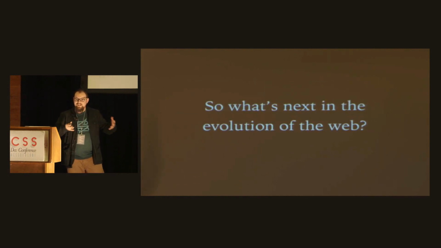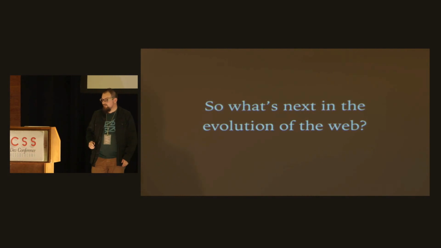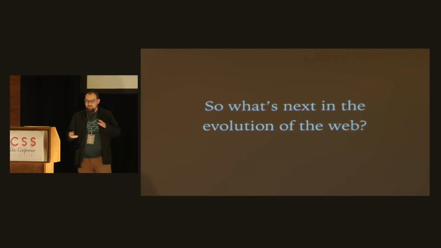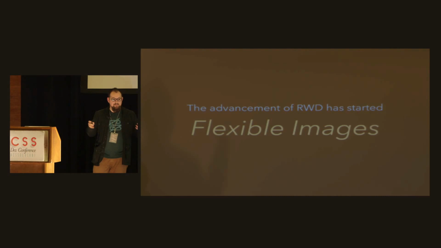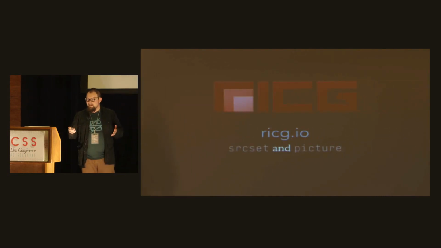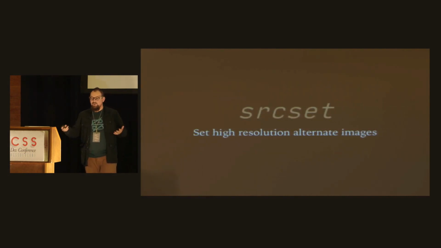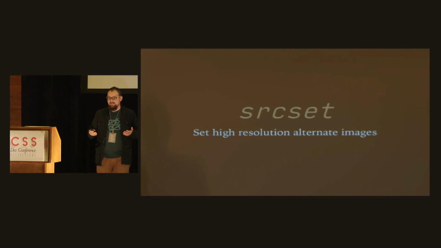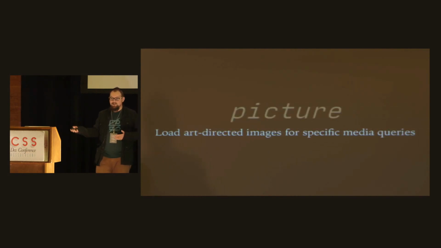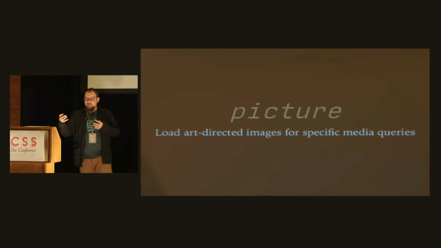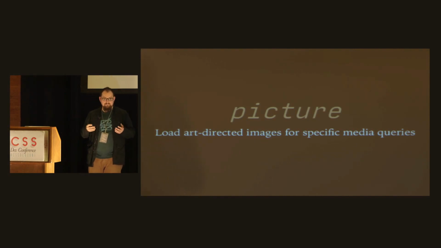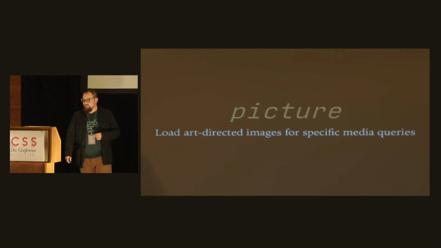So what's next? What's next in the evolution of the web? Part of it, we've already started to see: flexible images. We are seeing the Responsive Issues Community Group do amazing things in pushing srcset and picture. With srcset, we can set alternative high-resolution images based on screen density. And with picture, we can start doing art direction with our images, so that we have better images that fit the design at that specific size.